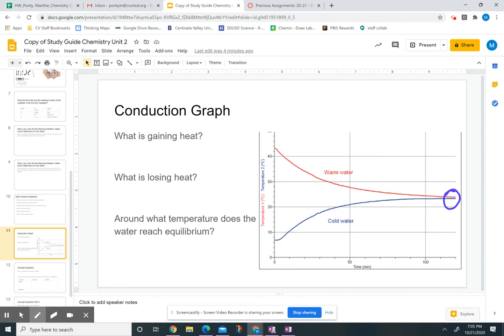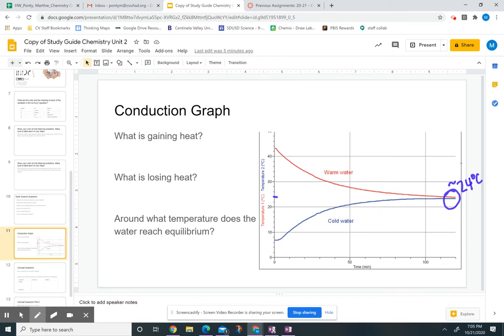So when we're talking about what's gaining and what's losing heat, we have to look at our starting temperatures and then where they ended up, right? So first we're going to look at what we have on here, and we'll see that they turn out to be either, let's see, 2, 4, 6, 8, 10, 24-ish degrees. So they end at about 24 degrees. And again, this is an estimation.